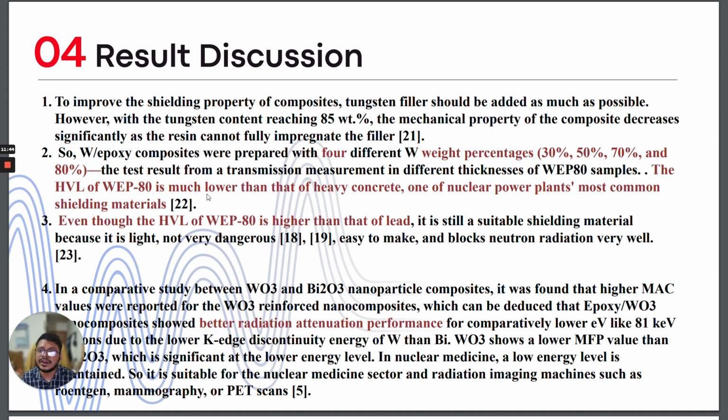The HVL of epoxy 80% is much lower than that of heavy concrete, one of the nuclear power plant's most common shielding materials. Even though the HVL of WEP80 is higher than that of lead, it is still a suitable shielding material because it is light, not very dangerous, easy to make, and blocks neutron radiation very well.